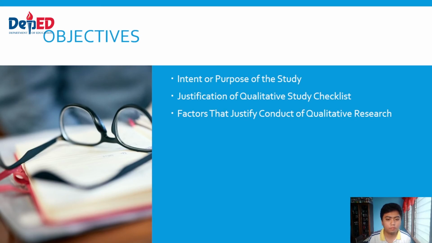For our objectives, we're going to look at some intents or purposes of doing a study. Second, the justification of qualitative studies checklist. We'll look at them. Then, factors that justify the conduct of qualitative research.